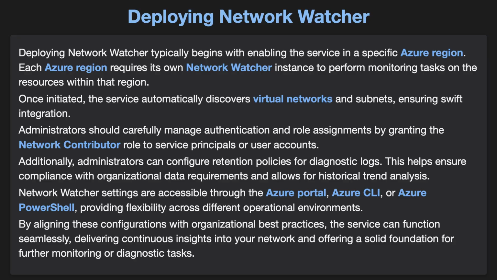Network Watcher settings are accessible through the Azure portal, Azure CLI, or Azure PowerShell, providing flexibility across different operational environments. By aligning these configurations with organizational best practices, the service can function seamlessly, delivering continuous insights into your network and offering a solid foundation for further monitoring or diagnostic tasks.